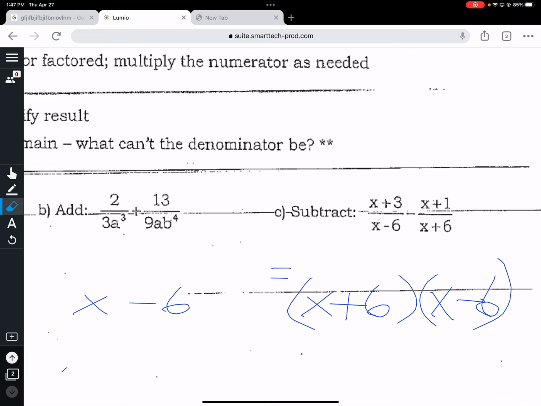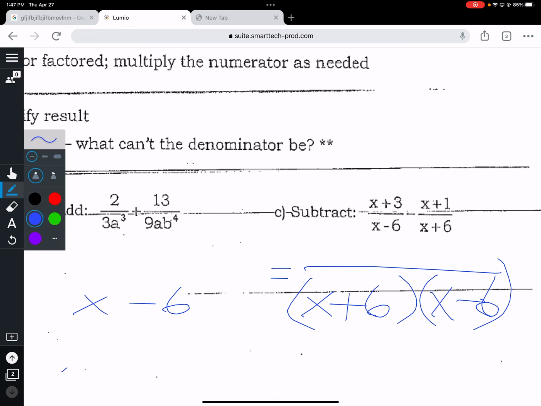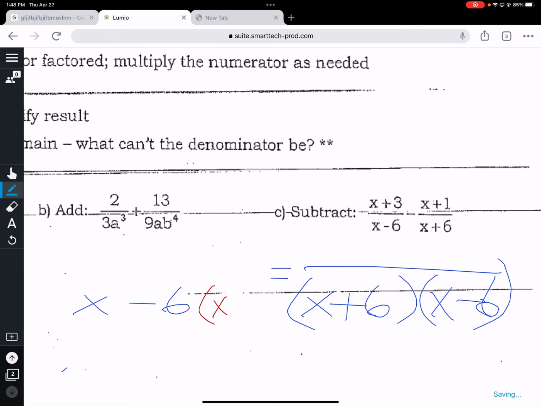Who can tell me what the difference in the two is? The right side has an x plus 6. Thank you. I want the first side to become a binomial. What's missing from it? X plus 6 is missing from x minus 6. So that means this is the new denominator. I'm trying to get over here. What do I do to this to get here? I multiply it by x plus 6. That's what I have to multiply by.